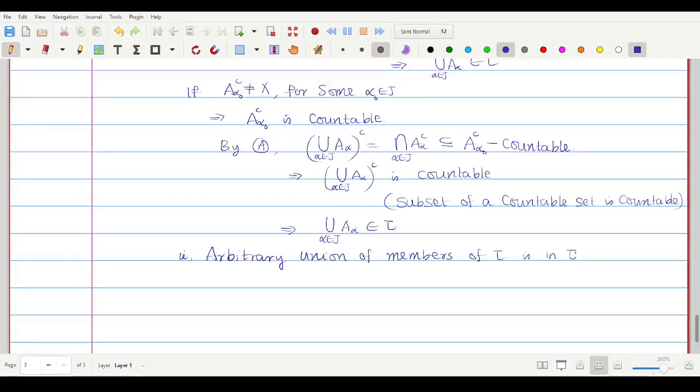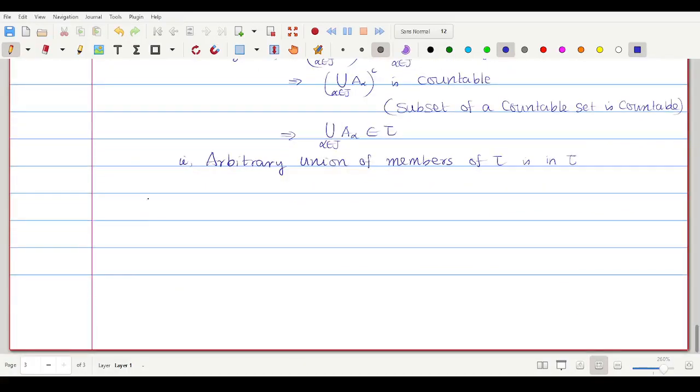Now what is the next condition to prove? Finite intersection. So this is the fourth. Let me take A1, A2, ..., An belongs to tau. To prove that A1 intersection A2 intersection ... intersection An is in tau. Again by De Morgan's law. Let me write this notation: the intersection of all i equal to 1 to n of capital Ai.